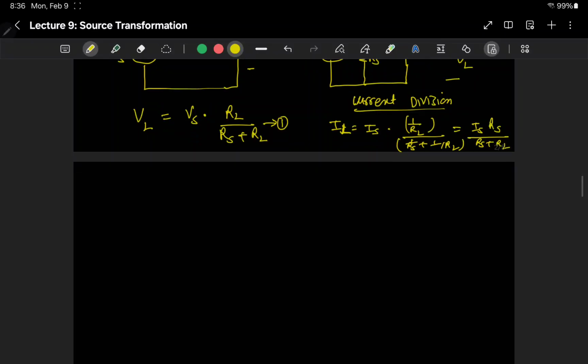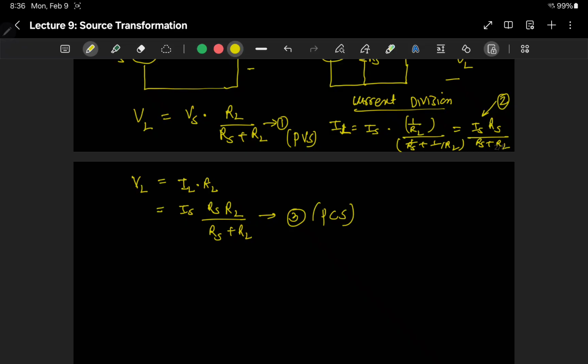Let's say this is equation 2. Now comparing these two equations, from equation 2 we can calculate VL in the case of the practical current source under load, that is IL times RL. Substituting from equation 2, we get Is into Rs into RL divided by Rs plus RL. So this is for the practical voltage source, and this is for the practical current source.